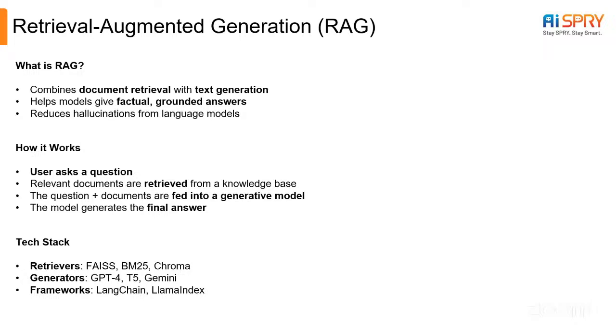So what do these mean? It combines document retrieval with text generation. The document retrieval comes from our knowledge database, maybe the textbooks or PDFs or e-PDFs from the schools. The text generation comes from the LLM models. So it's a combination of both document retrieval and text generation, and helps the model give factual and grounded answers, and also reduces hallucination from the language models.